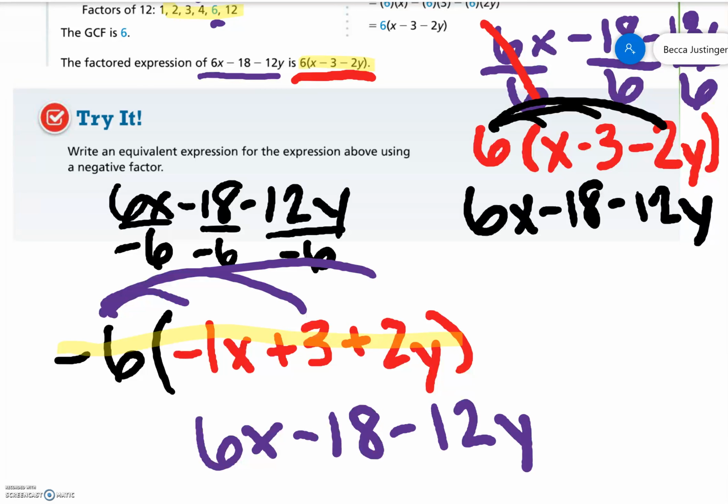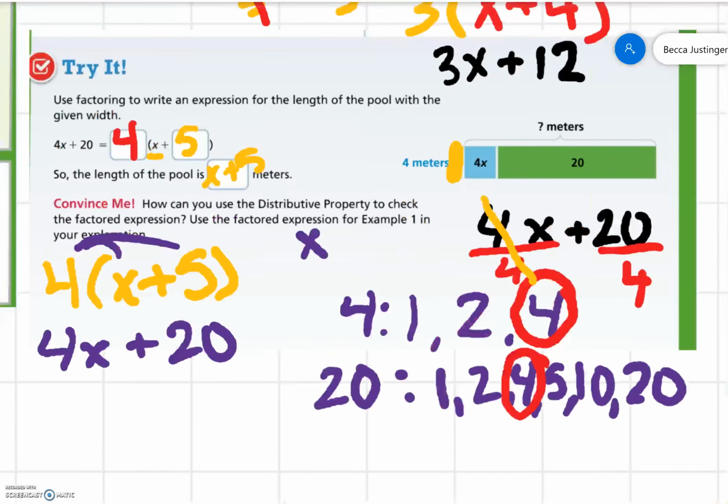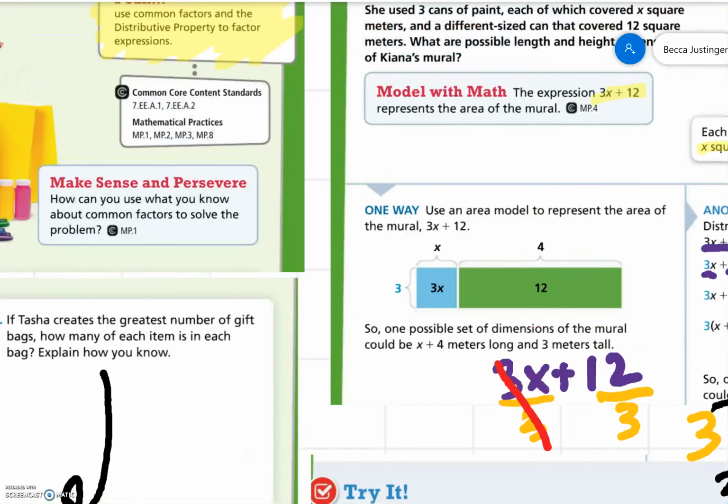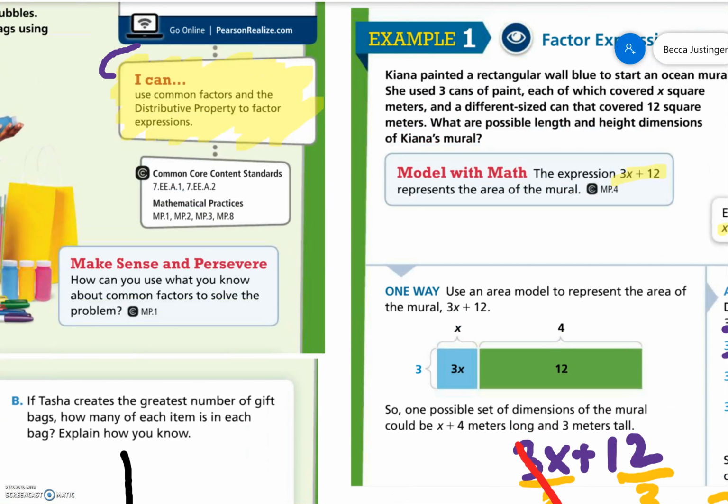All right, 7th grade. Let's go back and say it. I can use common factors in the distributive property to factor expressions.